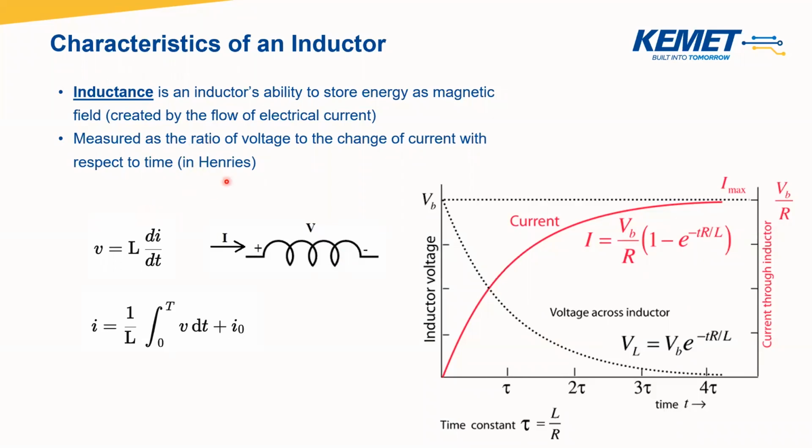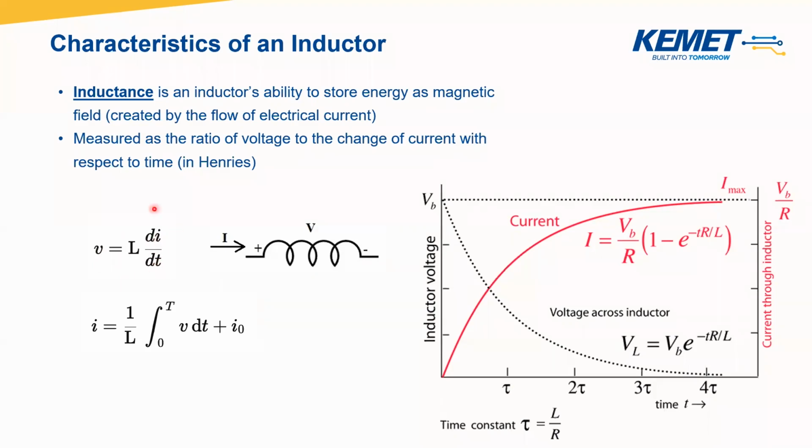And it is measured in henries. If you direct your attention to this equation on the left, V equals L di/dt. V here is the voltage drop across the inductor, and di/dt is the rate of change of current with respect to time. If I move this expression to the other side of the equation, I get the inductance equaling V divided by di/dt.